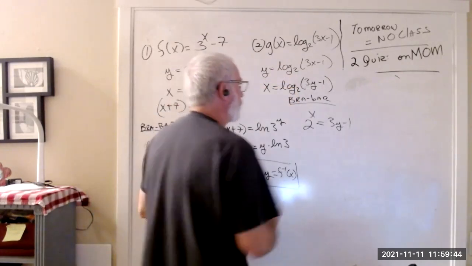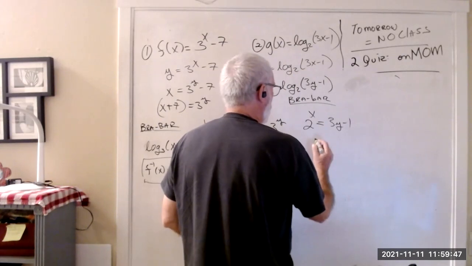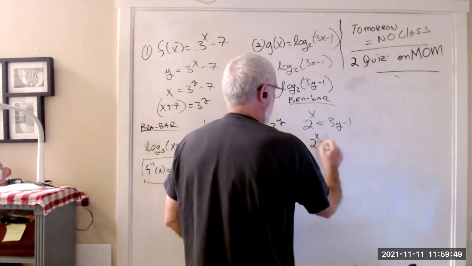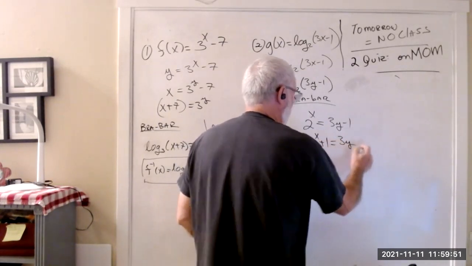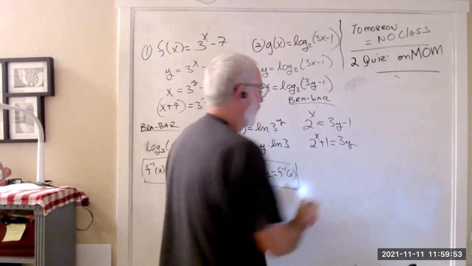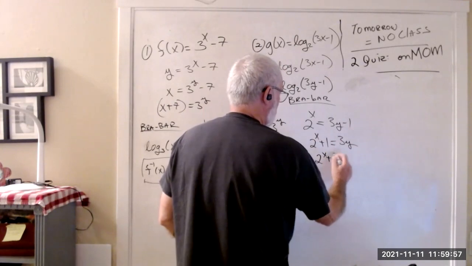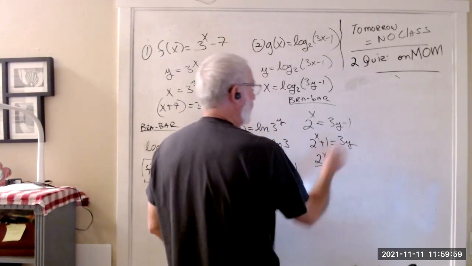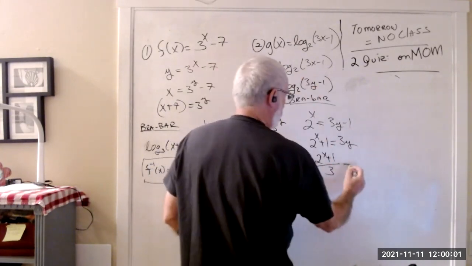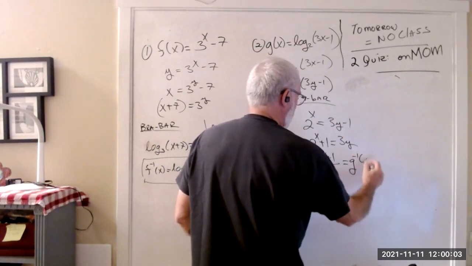Now all you have to do is get y alone. So add 1: 2 to the x, add 1 equals 3y. Divide by 3: 2 to the x plus 1, all divided by 3, equals g inverse of x.